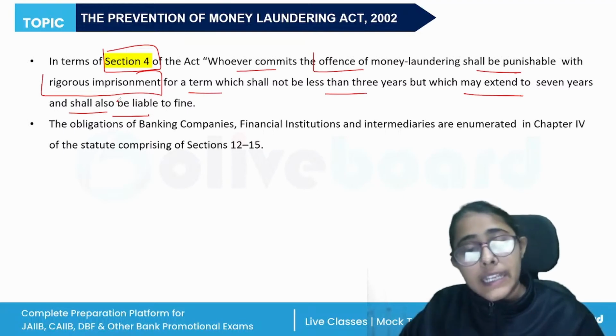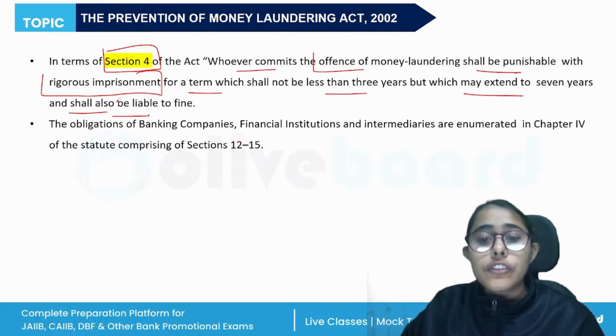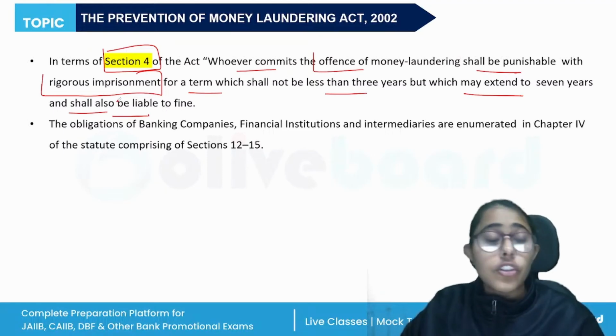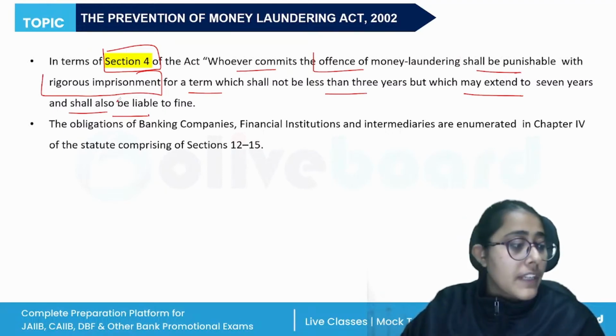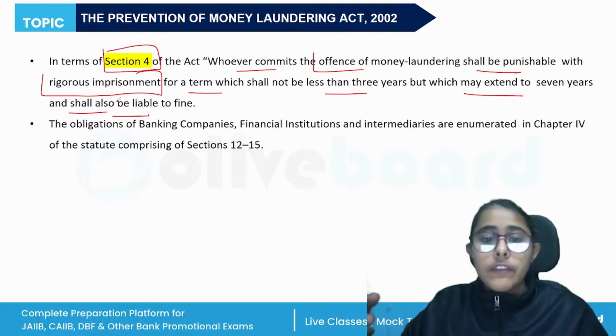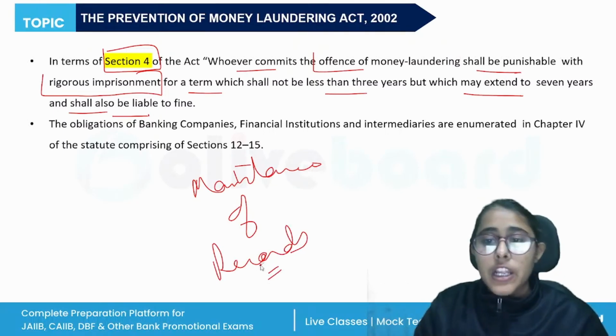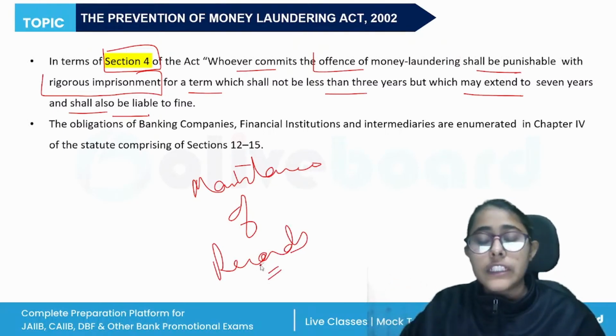All right. Then if we talk about the obligations of banking companies, the financial institutions and intermediaries, this is also important. Why? Because all the transactions are routing through the banks and the financial intermediaries. So they have the responsibility of maintenance of records of all the transactions which have been prescribed. These responsibilities are given in chapter 4, constituting section 12 to section 15.